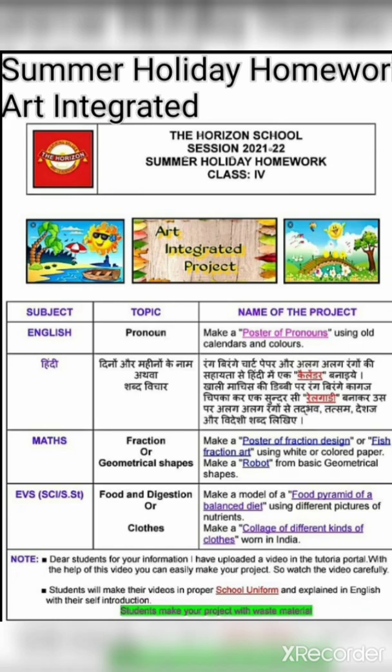You have four subjects in your holiday homework. These are English, Hindi, Maths and EVS. In EVS, we are including Science and SST. Here the topics are given. In the form of art, you will make your project. And you can also correlate your subject with another subject. So, this is art integration.